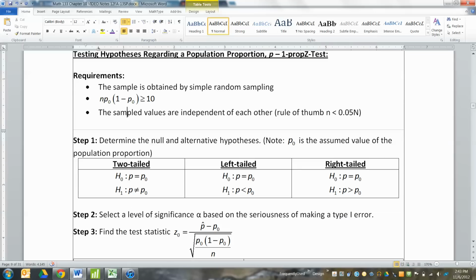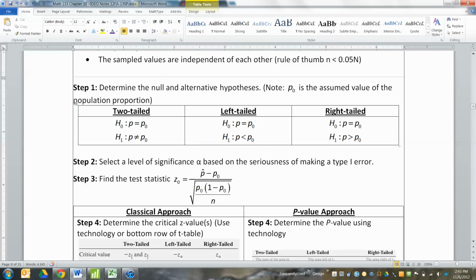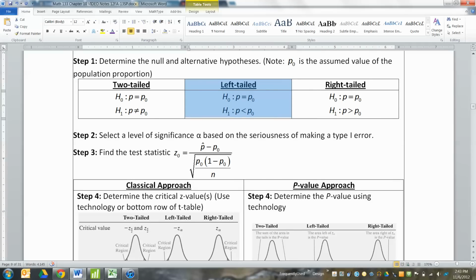And it has to be independent. Okay, so if you don't have that, then you can't do anything. But we're assuming most of the time we have those things. All right, then you made your hypotheses. Like in our case, we were trying to show it was rigged against the African American defendants, so we chose left-tailed. The proportion was too low.